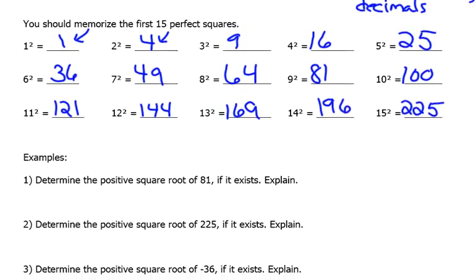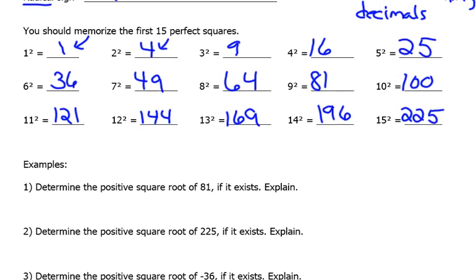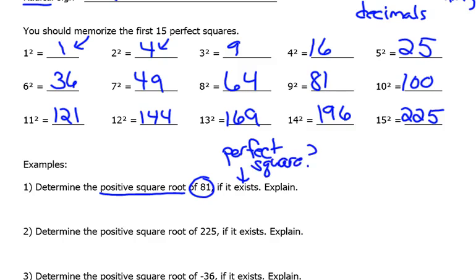Now, we deal with what are called positive square roots because we know that if I multiply 2 negatives together, I could also get a positive answer. So that's why you'll see it written, determine the positive square root if it exists. Meaning, is this a perfect square? When you see those words, if it exists, it's another way of saying, is it a perfect square? And if it is, find the square root of it.